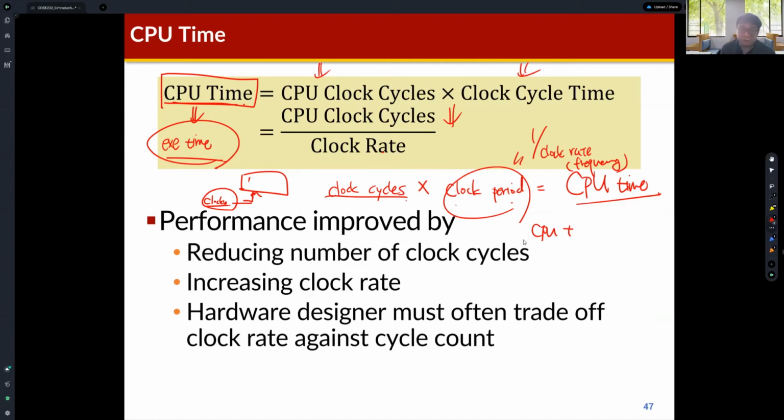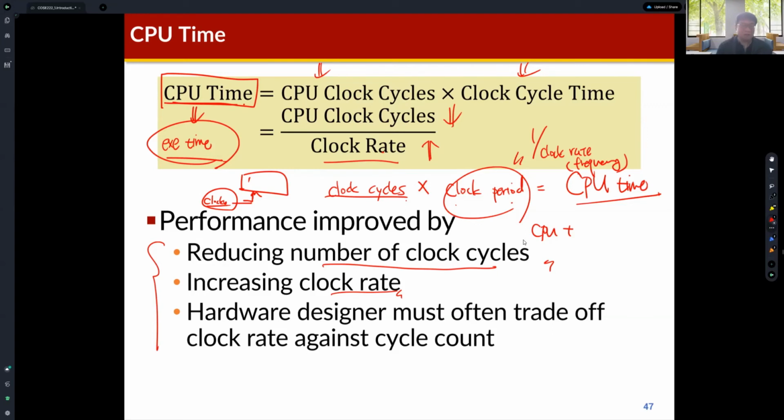And then another factor is clock rate. If we increase the clock rate or clock frequency, then we can reduce CPU time because CPU time is inversely proportional to clock rate. So performance can be improved by reducing the number of clock cycles and increasing clock rate. It's obvious and very simple. I believe it's easy to understand.